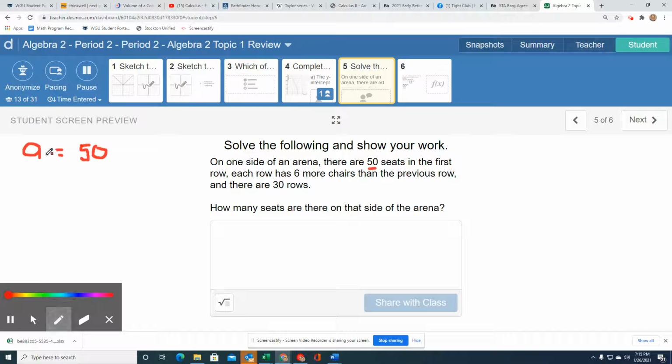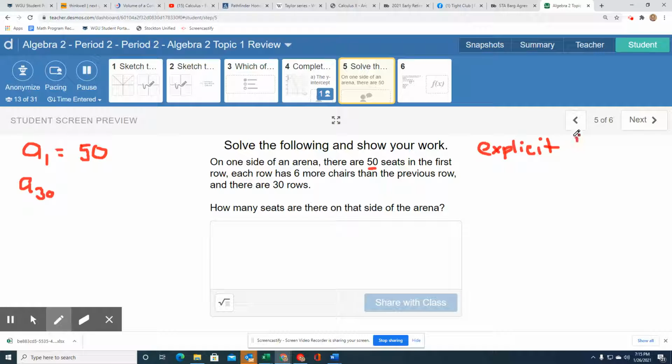Now, we need to know how many chairs are in the 30th row. So we need to know A30. To find that, we use the explicit formula. And this is important. You need to use the explicit formula. I showed you the recursive. I showed you the explicit. We want the explicit. Remember, the recursive will give you the next number in the sequence. The explicit formula will give you any term in the sequence as long as you know A1.